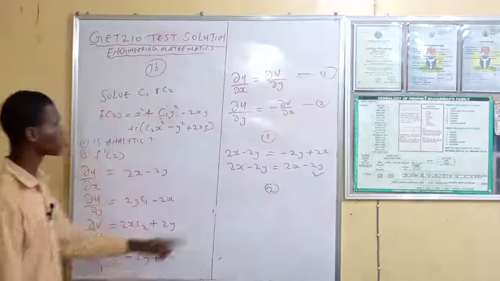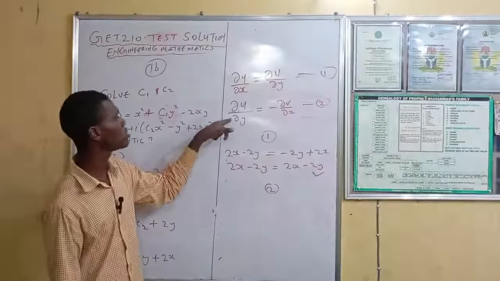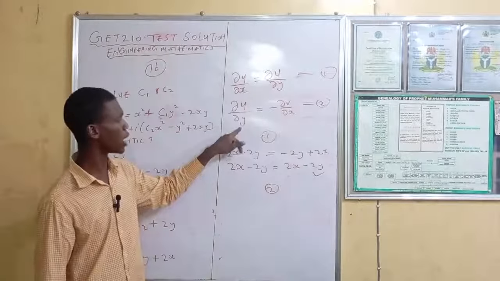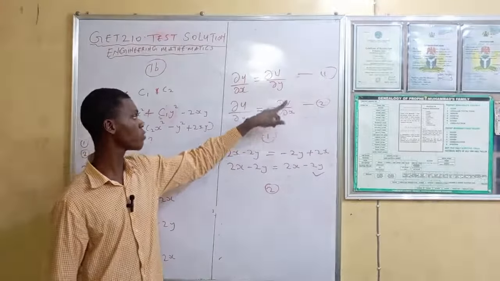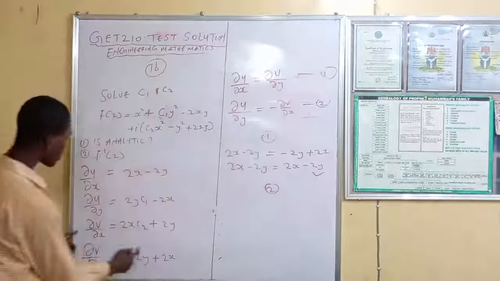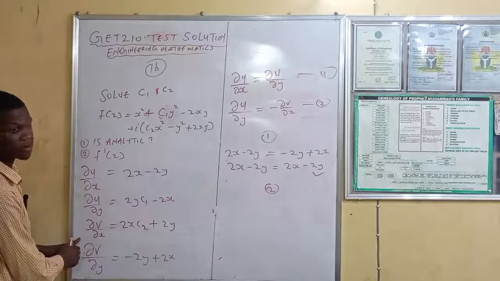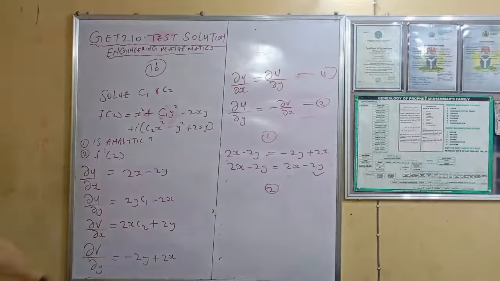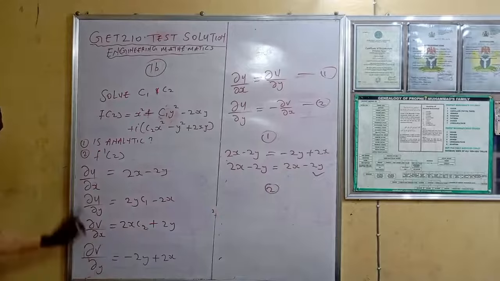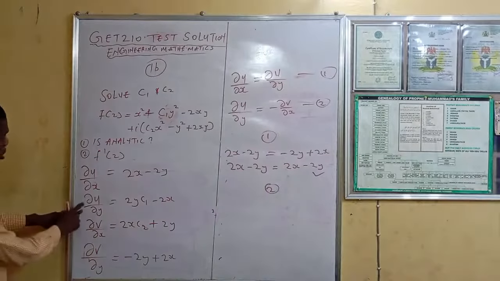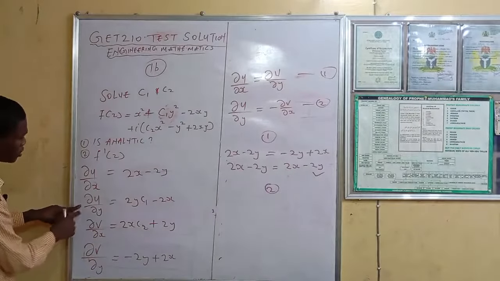The second condition states that the partial derivative of u with respect to y is equal to the negative partial derivative of v with respect to x. Now come back to this place. What is the partial derivative of u with respect to y? It is 2y c1 minus 2x. This is the partial derivative of u with respect to y.